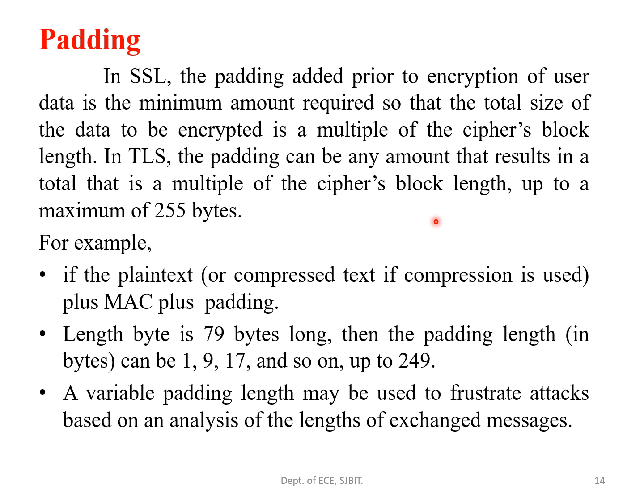Consider an example. If the plain text plus message authentication code plus padding length byte is 79 bytes long, then the padding length can be 1, 9, 17 and so on, up to 249 bytes. So we can do 80, we can do 88, we can do 96. Like that, when you add 1, 9 and 17, the maximum we can add is up to 249.